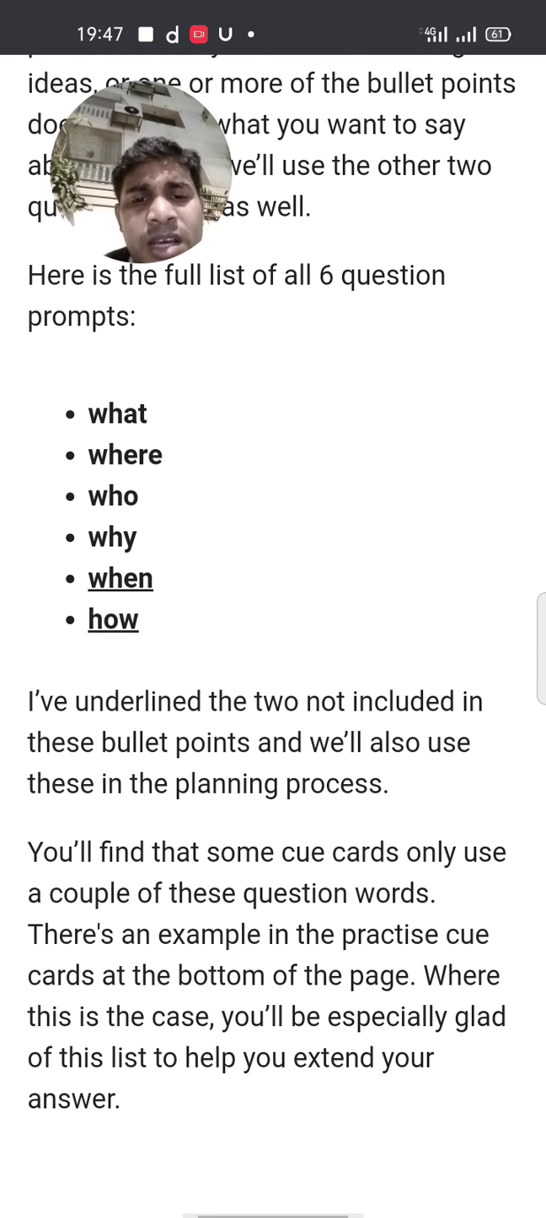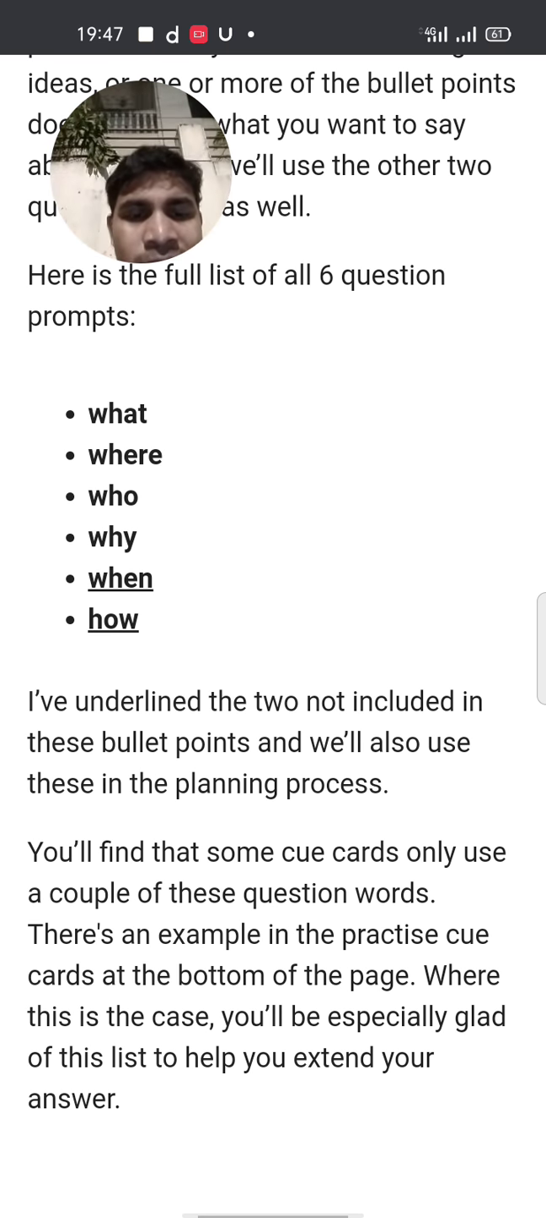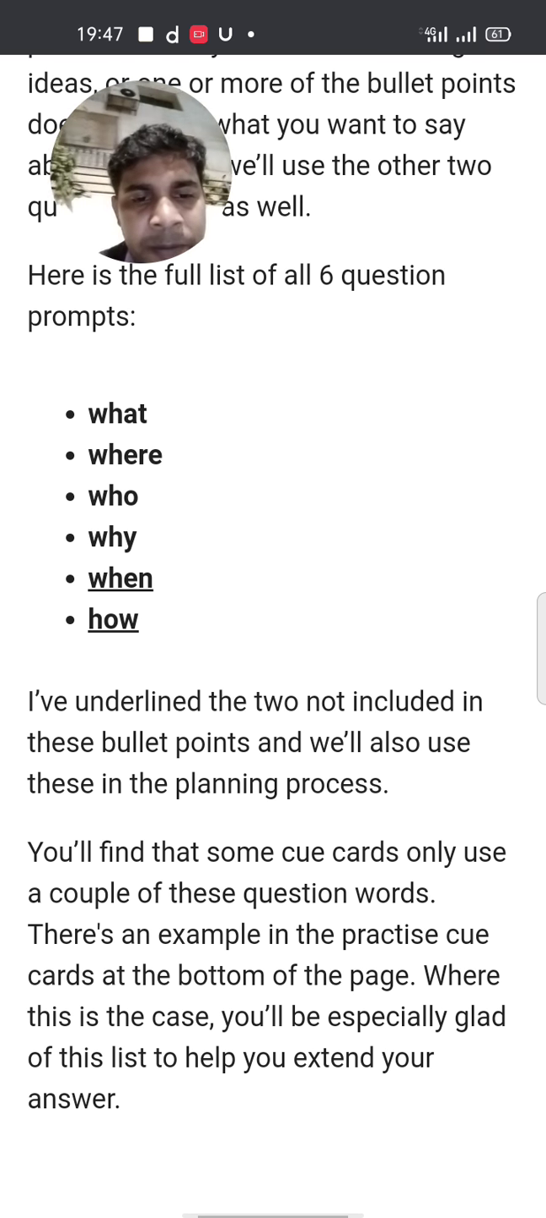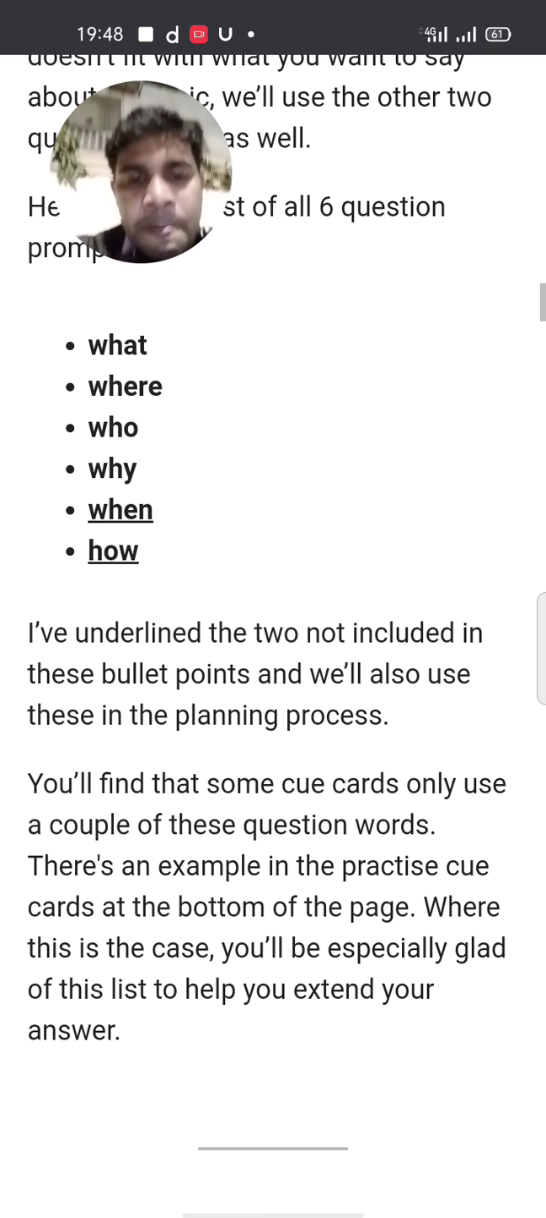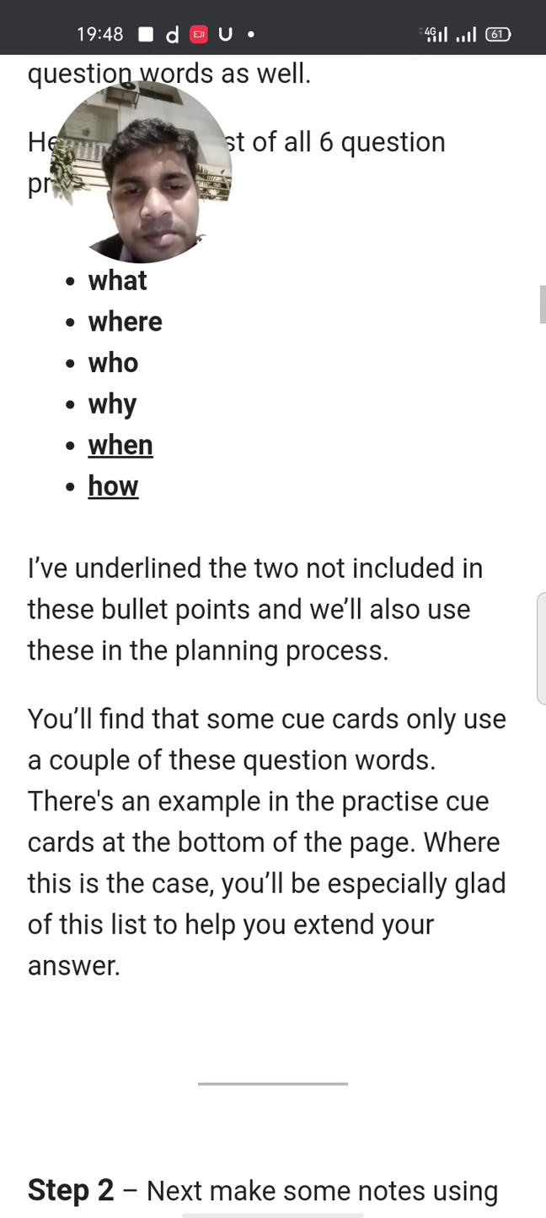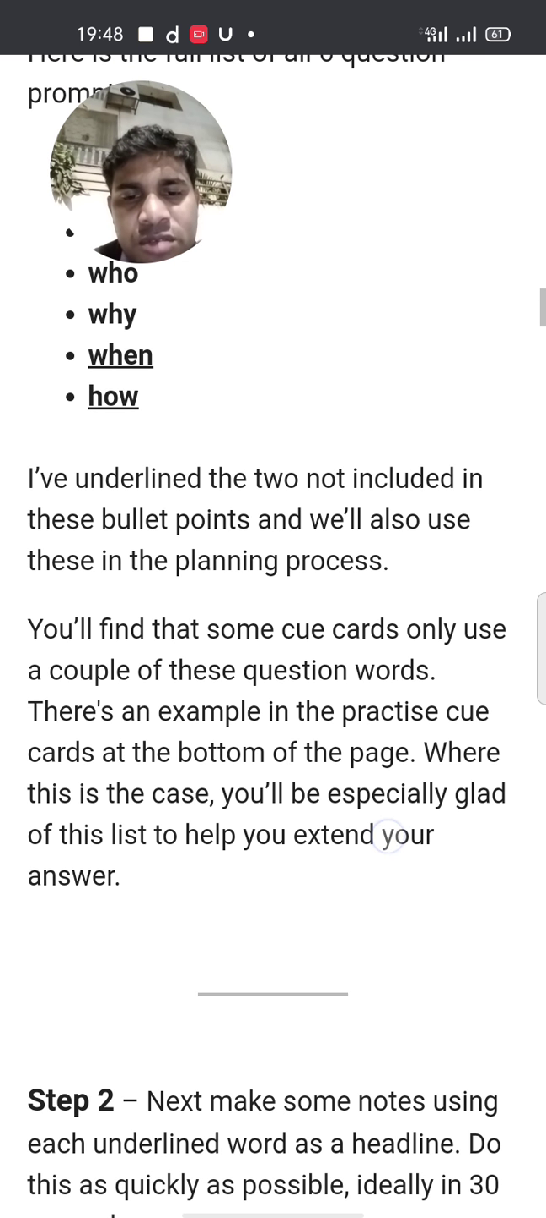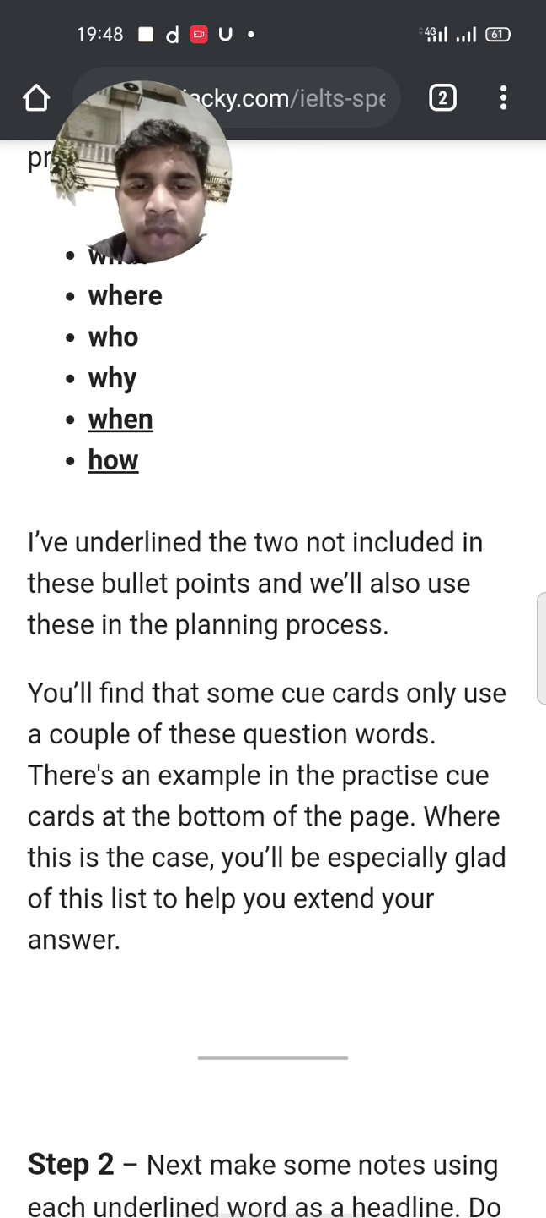I have underlined the two not included in the bullet point. And we will also use these in the planning process.